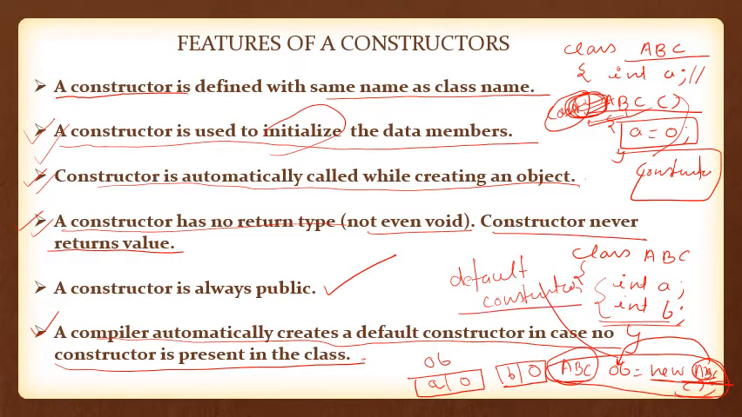So all these are very important features of the constructor. When the name of a function and the name of a class are the same, it is known as a constructor. A constructor never returns a value. A constructor is always public. A compiler automatically creates a default constructor in case no constructor is present in the class.